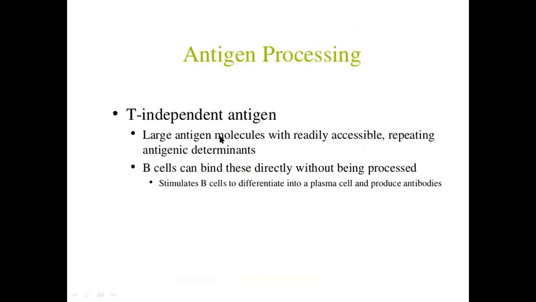Antigen processing. There are two kinds of antigens, T-independent antigens and T-dependent antigens. T-independent antigens are large antigen molecules with readily accessible and repeating antigenic determinants. B cells can bind these directly without the antigen being processed. This stimulates the B cells to differentiate into plasma cells and produce antibodies.